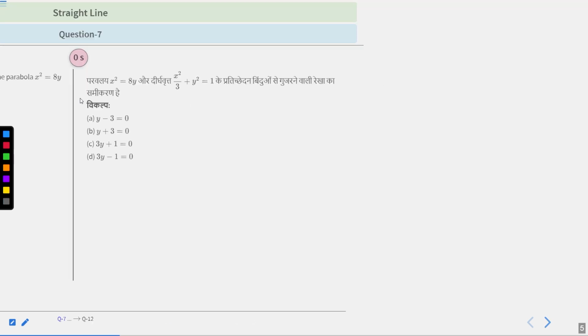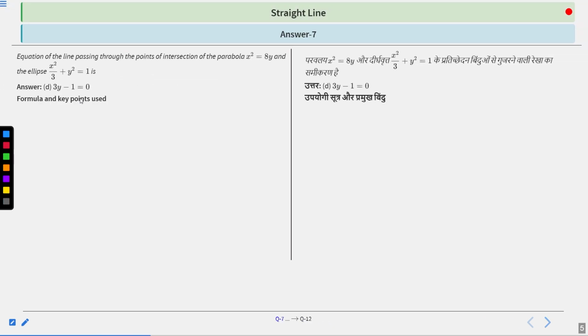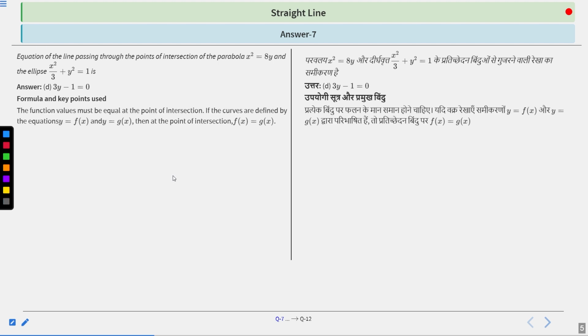Okay, let's move to the solution part. Formula and key points we will use. The function values must be equal at the point of intersection, right? At the point of intersection, the values of the function must be equal. If the curves are defined by the equations y is equal to f(x) and y equal to g(x), then at the point of intersection f(x) is equal to g(x), right? So let's move to the solution part.